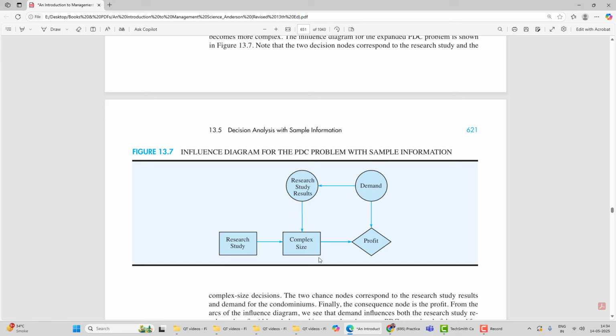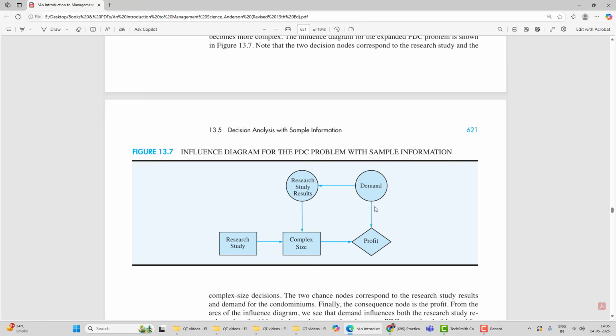Once you make that decision, the next decision in line is obviously about the complex size, that is D1, D2 or D3. This decision will also depend on the research study results, which is a chance event. Why? Because the research study can result in a favorable report or an unfavorable report. So there are chances, favorable or unfavorable report, and hence that is also what you call states of nature. But that result will depend on the demand in the market. If the demand is high, obviously you may get a favorable report. Hence these two states of nature will have an influence on each other. Basically, the actual demand will influence the research study results, and the research study results will definitely help us take a proper decision on complex size.